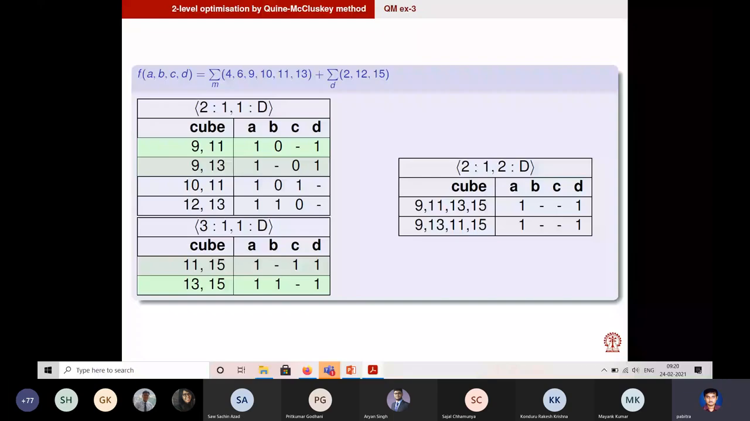Okay. So combine 2 1 1 dash and 3 1 1 dash. So I get 9 11 13 15 and 9 13 11 15. These are the ones that I combined. You see these cannot be combined any further. So I stop here and look at the implicants which are not combined with anybody else, and finally I get the prime implicants, which are 2 6, 2 10, 4 6, 4 12, 9 11 13 15, 10 11 12 13.